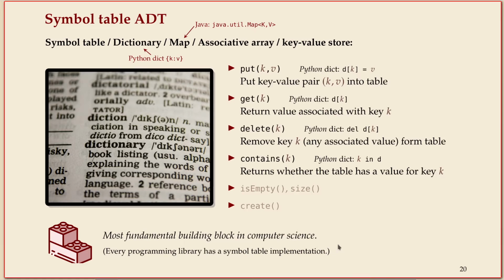Yeah, I would say this is one of, if not the most fundamental basic building block. That Python has this built-in as a type is a signal for that. And it's very often that by using a map, a dictionary, a symbol table, you can make your code much more readable. And you should basically use these frequently because they are fairly cheap and can be implemented very efficiently.